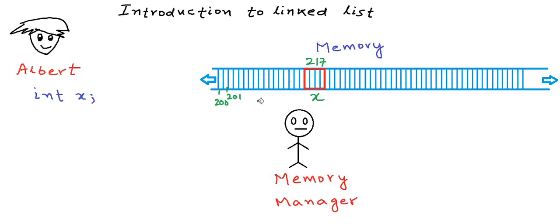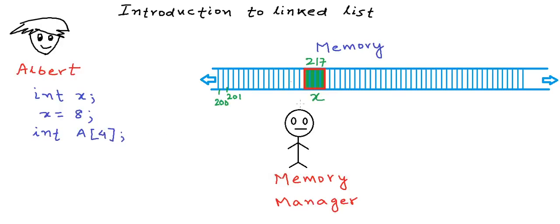The memory manager communicates it back to Albert that hey, I have assigned address 217 for your variable x. You can store whatever you want there, and Albert can fill in any data into this variable. Now Albert needs to store a list of integers, a list of numbers, and he thinks that the maximum number of integers in this list will be 4. So he asks the memory manager for an integer array of size 4 named A.